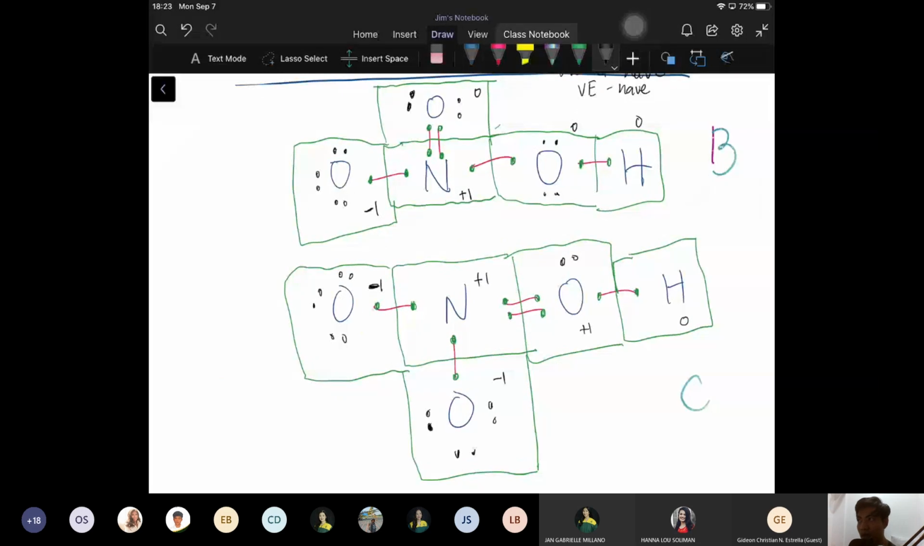Sabi ng rule 1 is that as much as possible, onti yung atoms na may formal charge. So, sino sa dalawa yung may pinaka-onting formal charge? Si B. Kasi dalawa lang yung may formal charge sa kanya. Ito, tatlo. So, 1 point plus 1 pogi point para kay B. 1 point para ma-evict to si C.